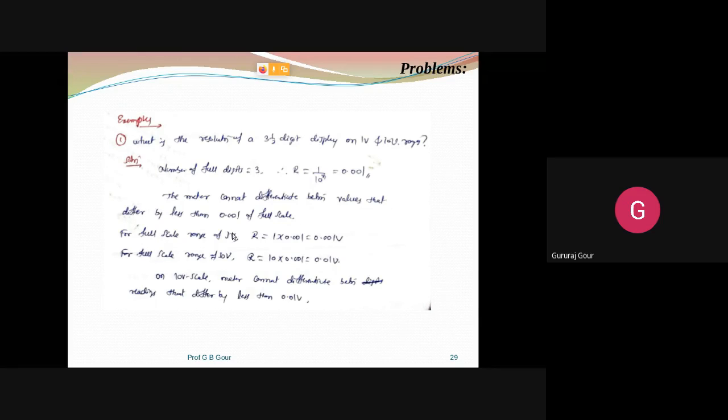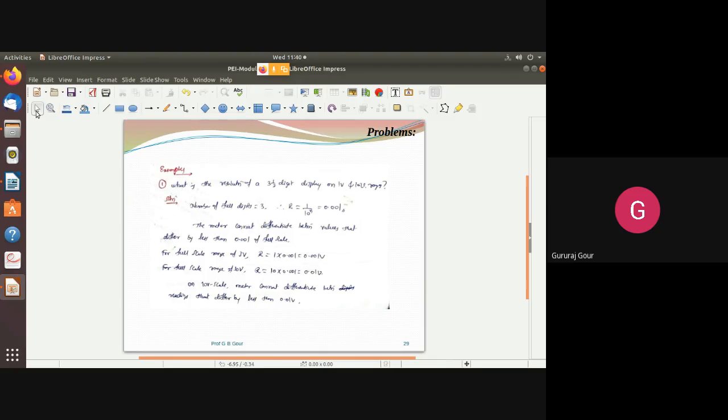So for the full scale range of 1 volt, R equals 1 times the least count, that is 0.001. For 10 volts it will be 10 times 0.001, which is 0.01. Similarly, for the 10 volt scale, it cannot differentiate between readings that differ by less than 0.01. That is the meaning here. If you want to measure on the 10 volt range anything less than 0.01, it will not show. It will show only 0.01 volt. I am telling you the meaning of these things, the problem that was given. Okay, anybody want to ask anything on ADC?